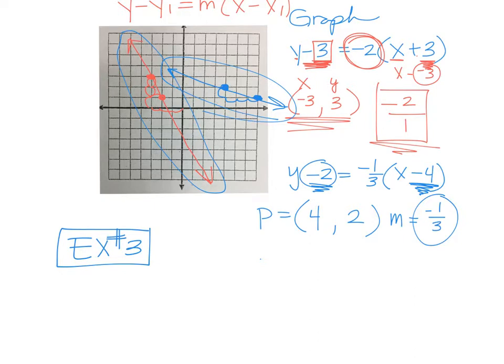What are you stuck on? How I plotted this? So I plotted 4, 2, right? So 1, 2, 3, 4, 1, 2 got me this point here. And then from that point, you do a negative 1/3. So from there, you're going to go down 1 and then to the right 3. Okay.